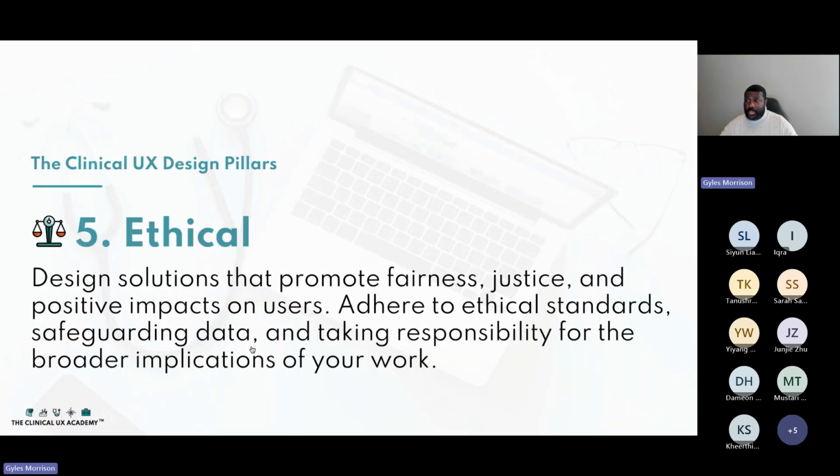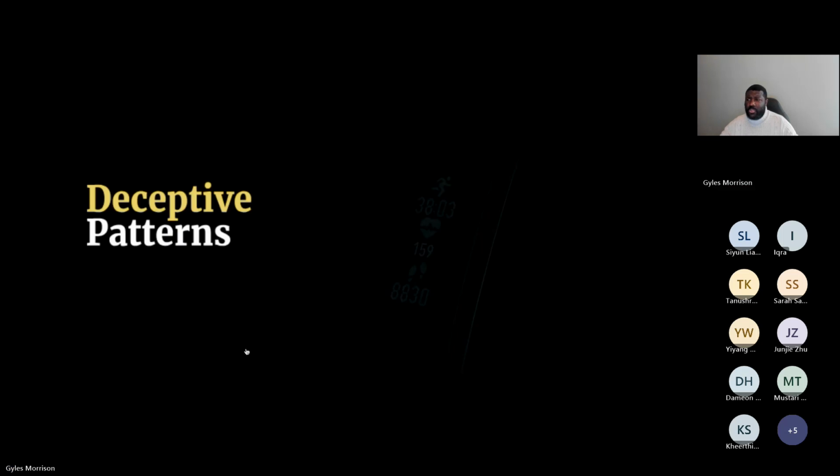So, the last area then is ethical. Design solutions that promote fairness, justice, positive impacts on users. Do what is right. You might have heard of dark patterns. It's been rebranded as deceptive patterns because not everything that is dark is bad.